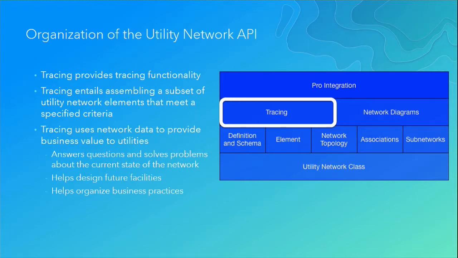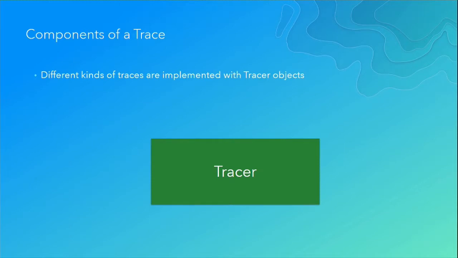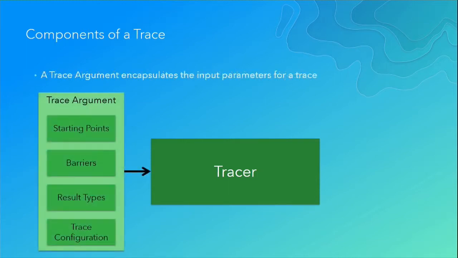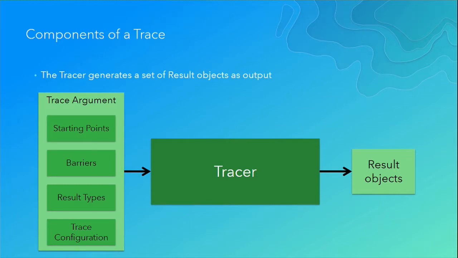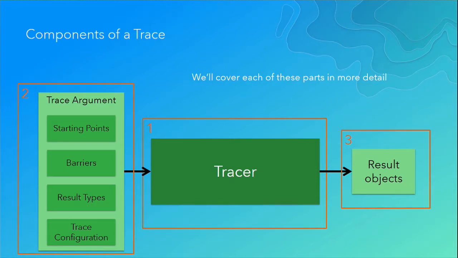Tracing. I assume everybody in this room knows what tracing is, so I will skip that section. There are a lot of different objects that come into play when you're building a trace. The different traces themselves are implemented with tracer objects. Input to that tracer object is encapsulated by a trace argument. That includes the starting points, barriers, result types, and trace configuration. The output from a tracer is a set of result objects. We're going to go through each of these parts in more detail.